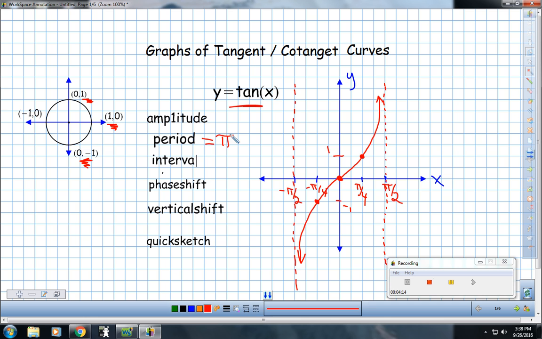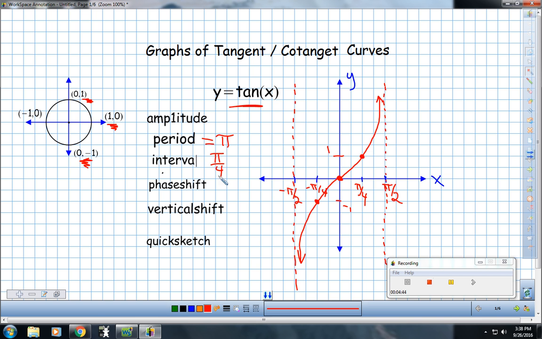Okay, when we go to find intervals, we're going to do the same thing that we did with the sine and cosine curves, but instead of 2 pi divided by b, it's going to be pi divided by b. To find the intervals, we're going to take whatever the period is, and we're going to divide by 4, just like we did with sine and cosine curves. Okay? All right.